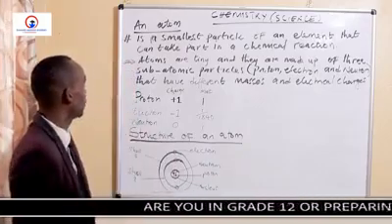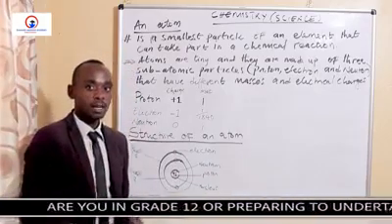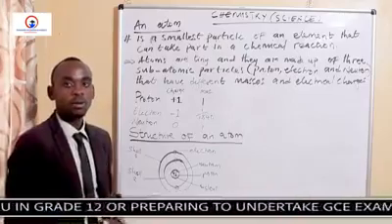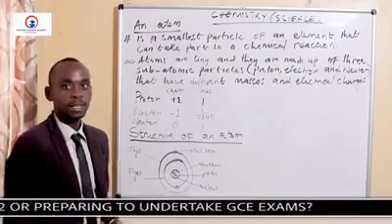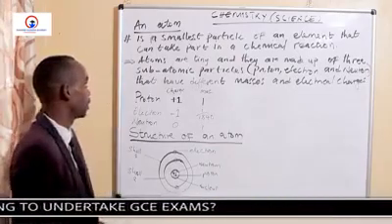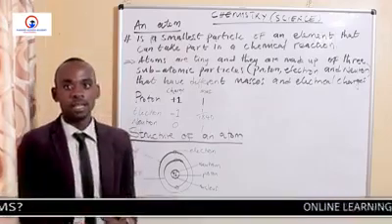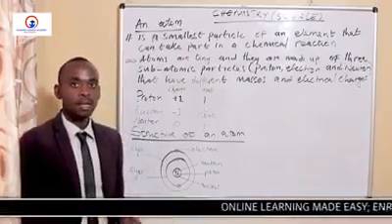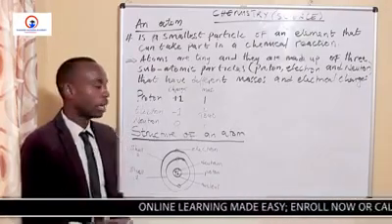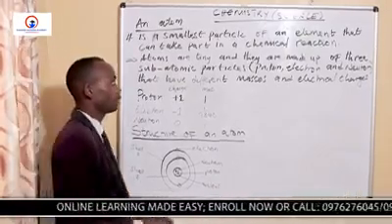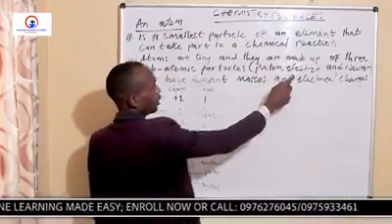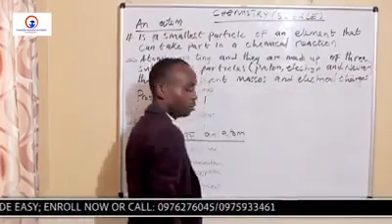In this case, by definition, we're saying an atom is the smallest particle of an element that can take part in a chemical reaction. Now, what we need to understand is that an atom is very tiny and it is made up of three subatomic particles. The three subatomic particles that we're talking about are the protons, electrons, and also the neutrons.